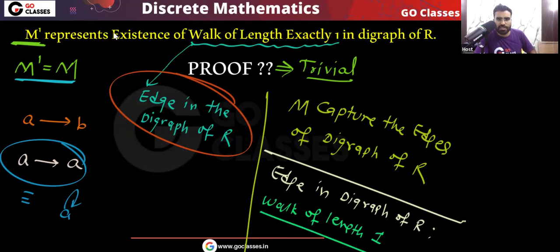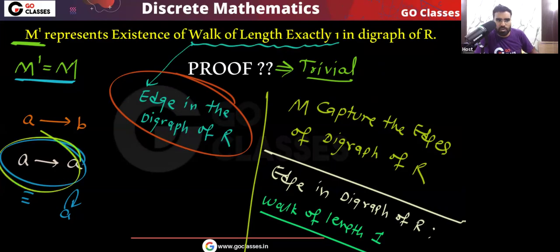Okay. So that's it. This is trivial. Do you agree with me? This is trivial, that m power 1 represents existence of walk of length 1. What is the proof? The proof is trivial because m power 1 is same as m. And walk of length 1 simply means an edge. In the graph representation, every edge is basically walk of length 1.